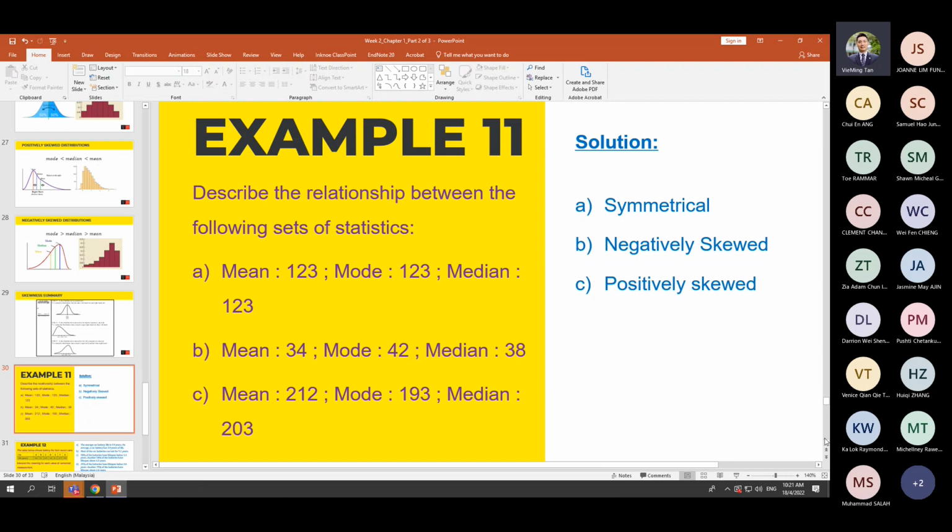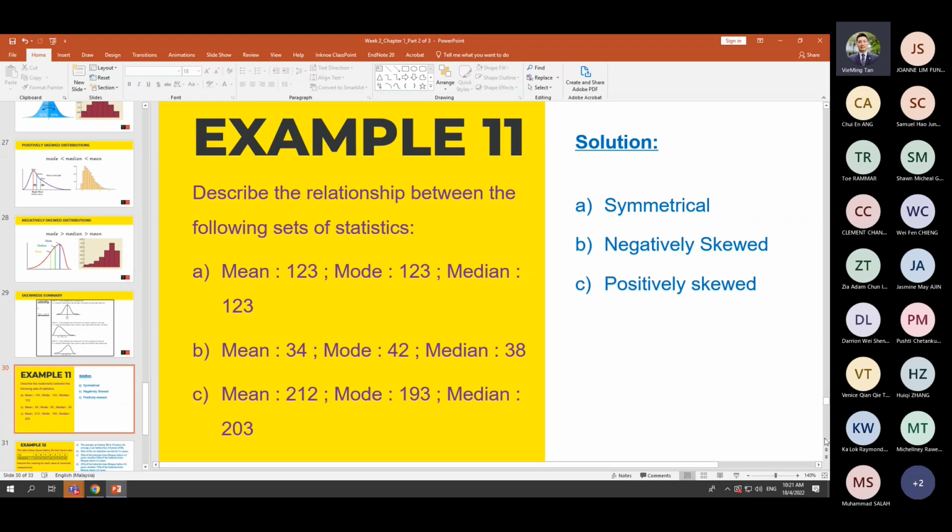Next, B: mean 34, mode 42, and median 38. Let us use the formula mean minus mode divided by standard deviation. Mean minus mode, you'll get a negative number, right? The skewness value for part B is negative. So the conclusion is the data distribution is negatively skewed, or skewed to the left-hand side.